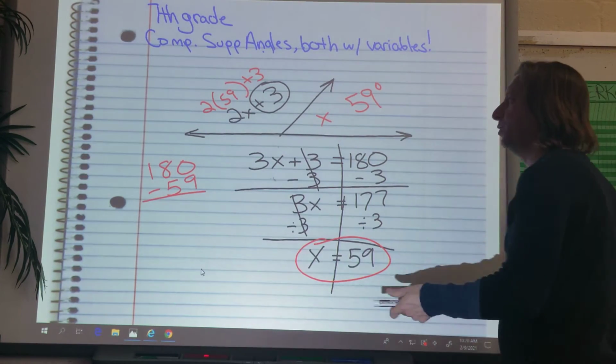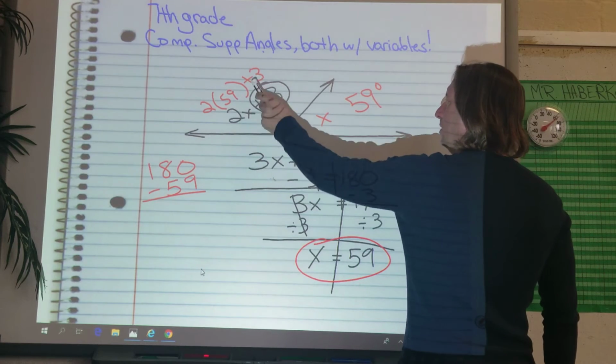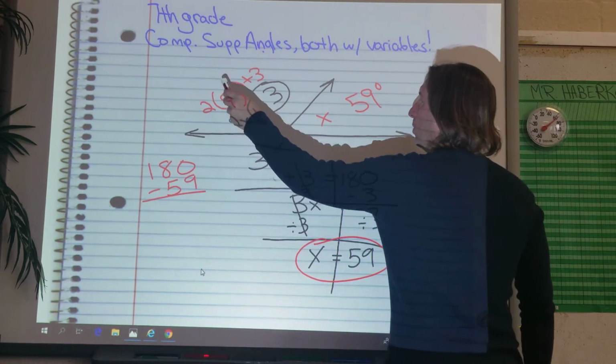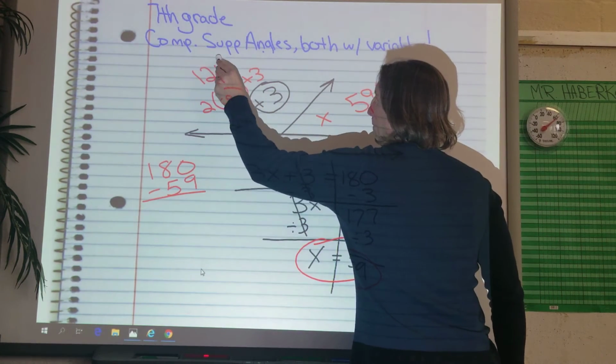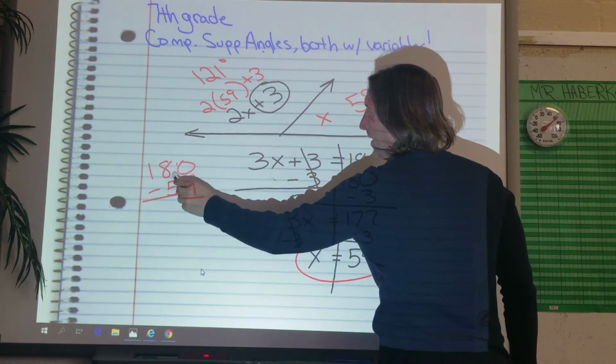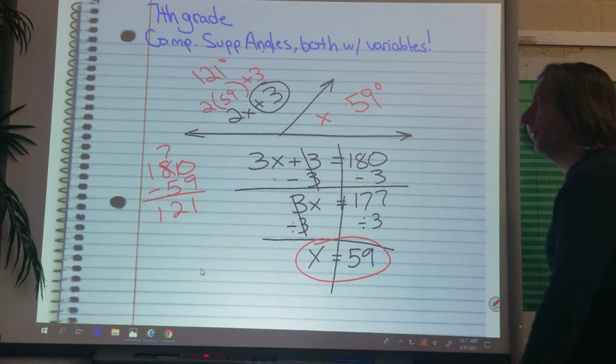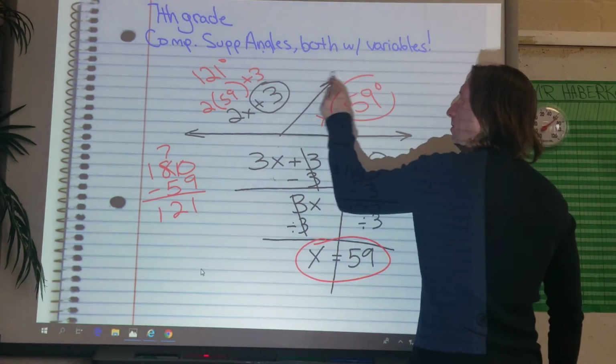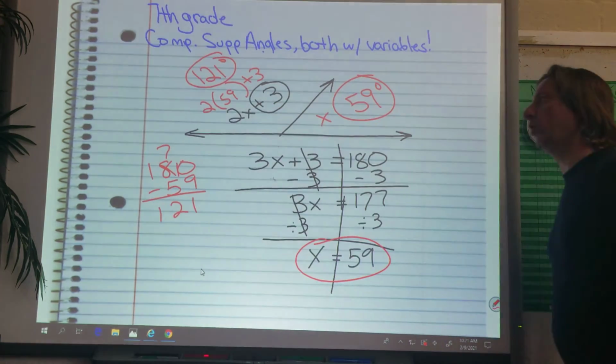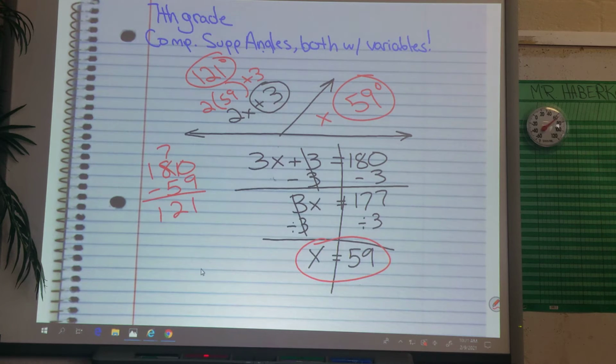So 59 plus 59 is 118, plus 3 more is 121. Or 180 minus 59. Either way, you're going to get 121. Okay? So do these add to 180? They sure do. We found both our angles. We know what they add up to. All right, so that's kind of all there is to today.